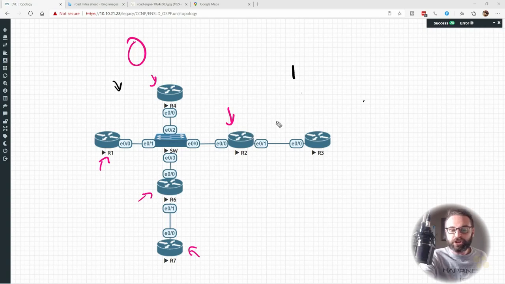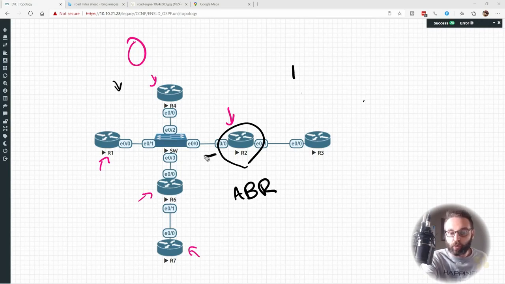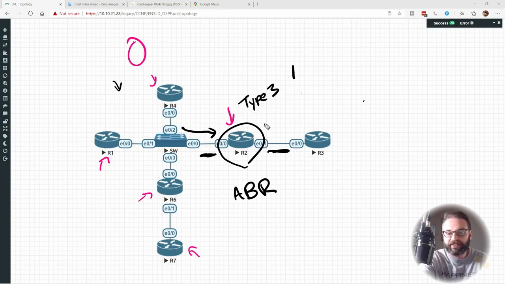LSA. If I'm cleaning up my screen just a little bit here, R2 becomes what's called an area border router. It has one leg in Area 0 and one leg in Area 1. And as routes are learned from Area 0, it will put each one of those routes into its own Type 3 LSA and send the LSA into the next area.